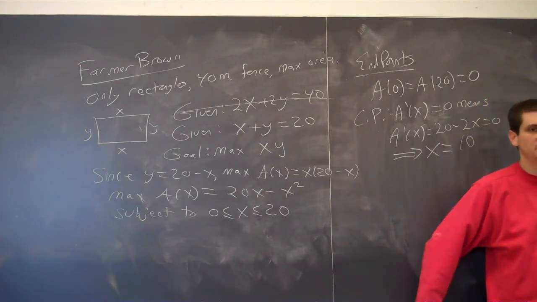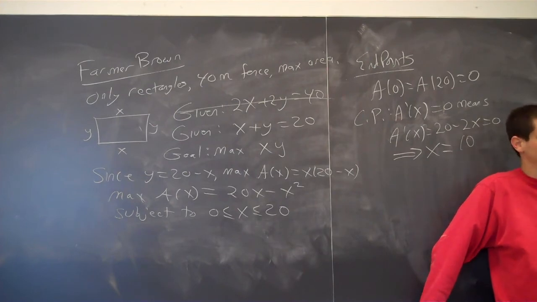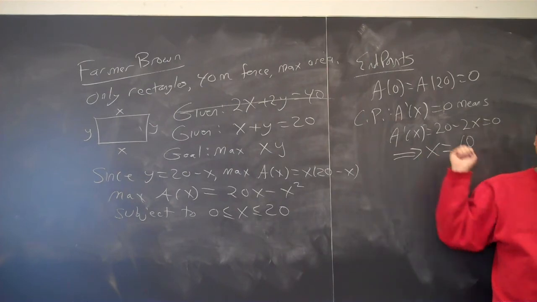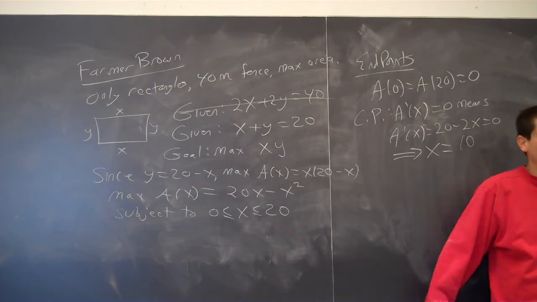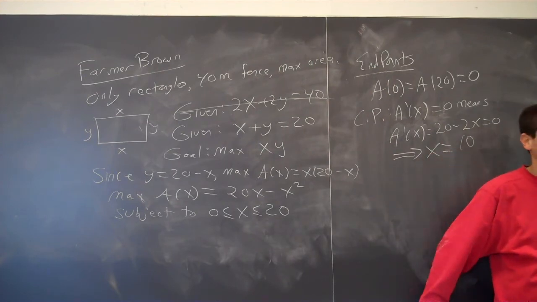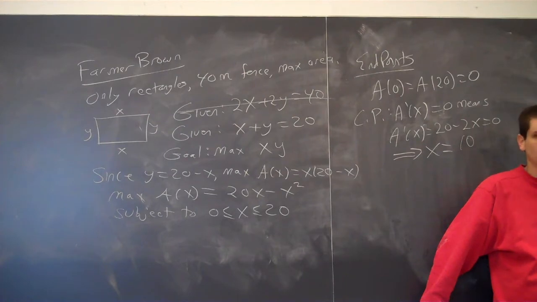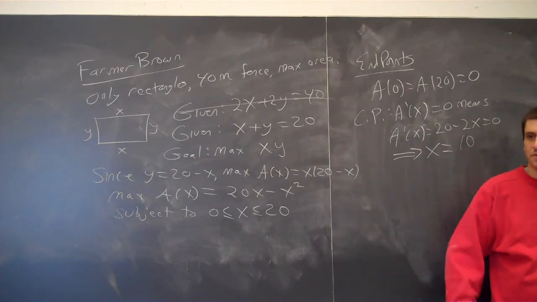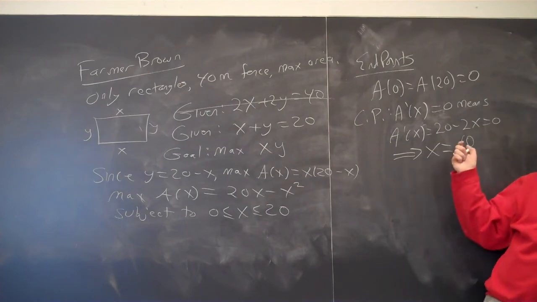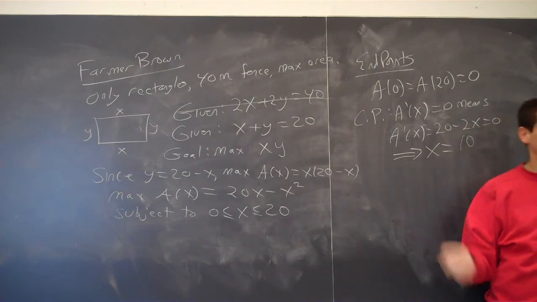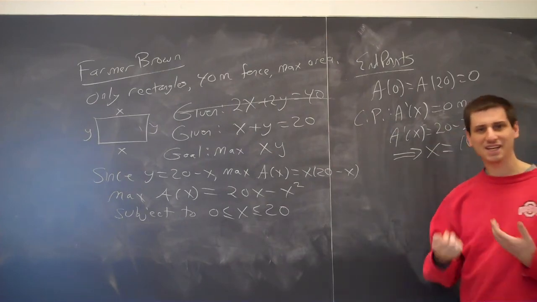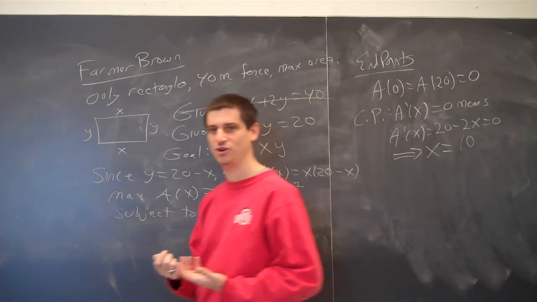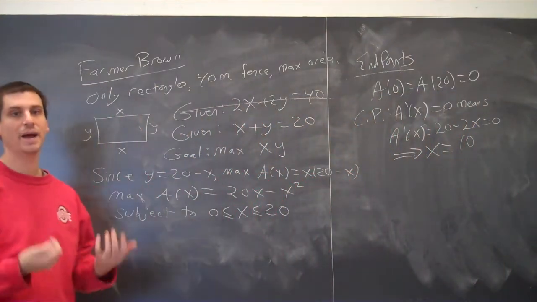And so now we just have to test and see which one works. Is it the endpoint? Is it the critical point? How can I tell if this is a maximum or minimum? I could do the second derivative. Second derivative would be really nice. I would just get -2. I could do the first derivative test. But I claim that it should be intuitively obvious in this problem that I'm going to have a maximum.